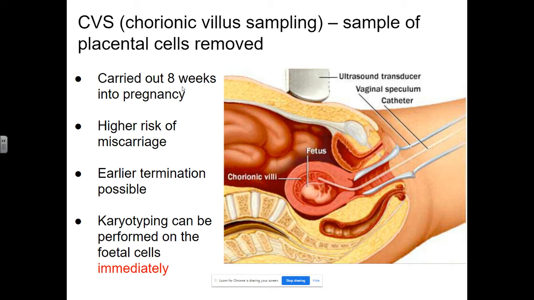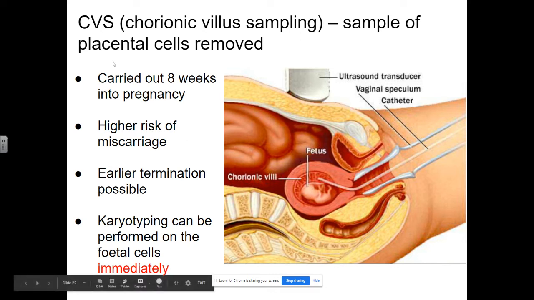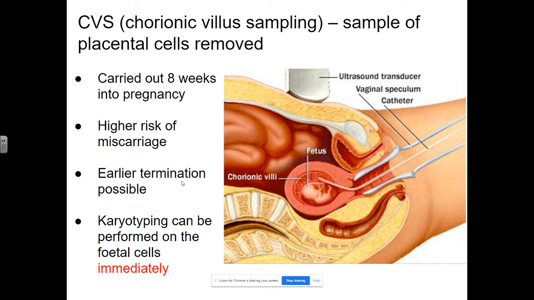So this is carried out at 8 weeks, so you can do it earlier. There's a higher rate of miscarriage because going through with a needle stimulates it a lot less than actually going up the vaginal canal through the cervix into the uterus and having a look around for cells. High rate of miscarriage, earlier termination is possible.